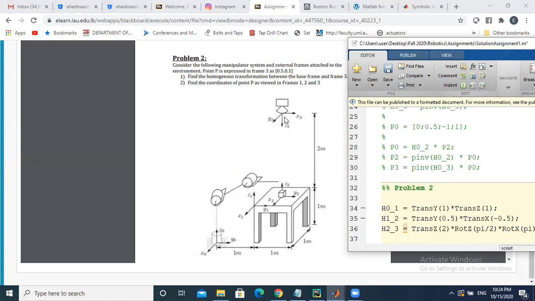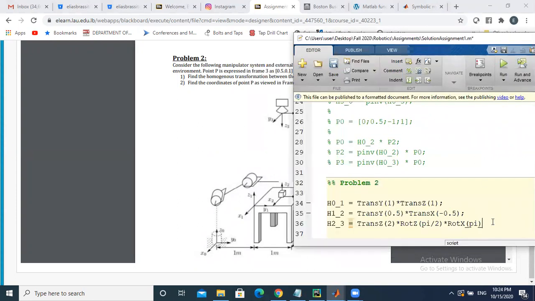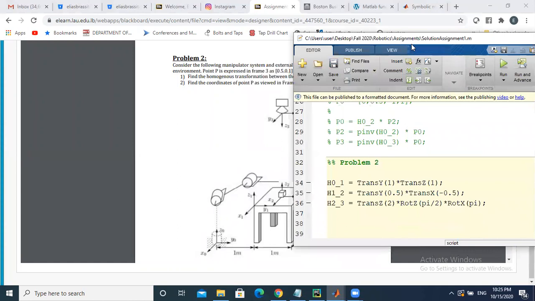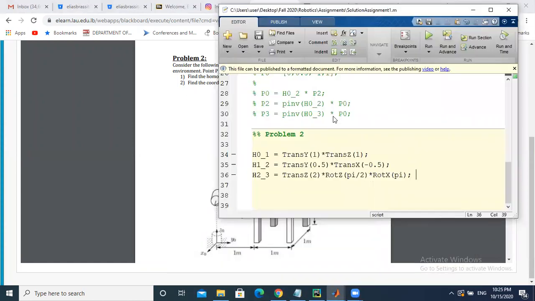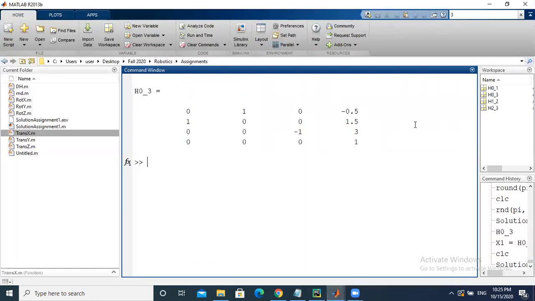And if two vectors are pointing in the same direction as the mating vectors, then we're good. Okay, so we run that. Let's see, frame 3. So we need h03, which is equal to h01 times h12 times h23. Here we go. Let's run that. So there you go. That is your solution.